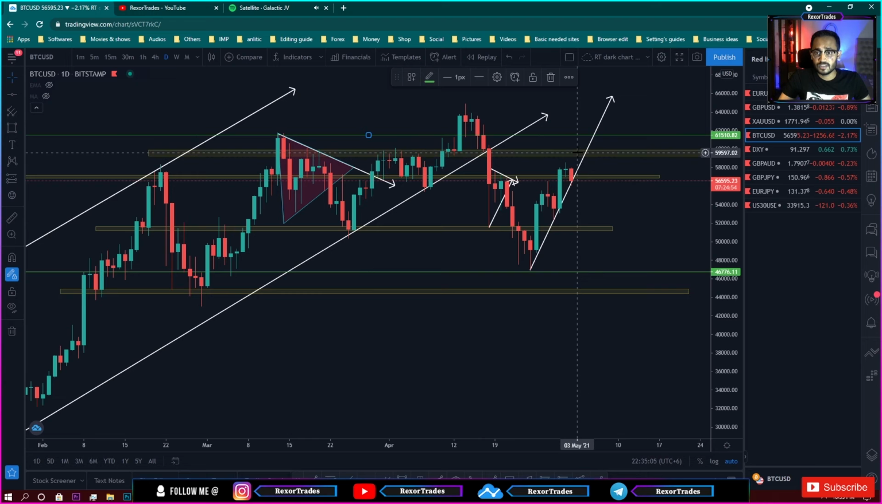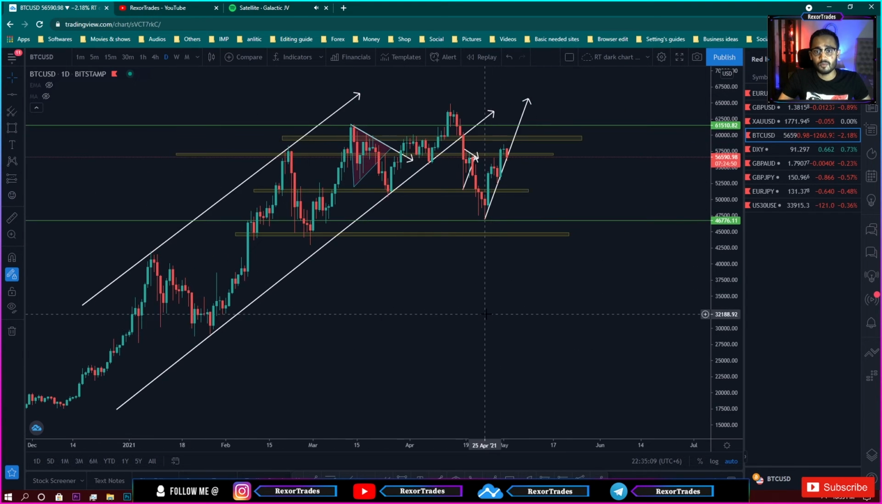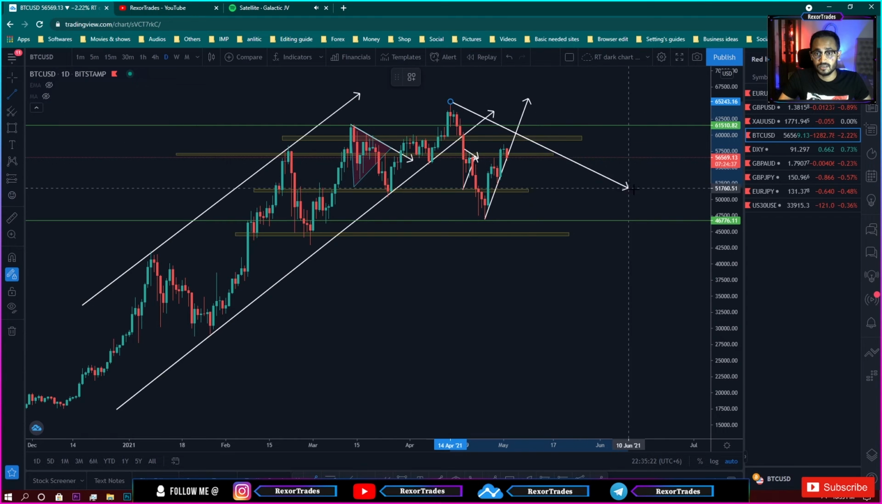So Bitcoin might retest this zone or this level over here, then continue moving down, probably forming a new downtrend line. If Bitcoin does retest this zone and then continues moving downward by breaking even this trend line, then Bitcoin might be forming a new downtrend line, something like this.